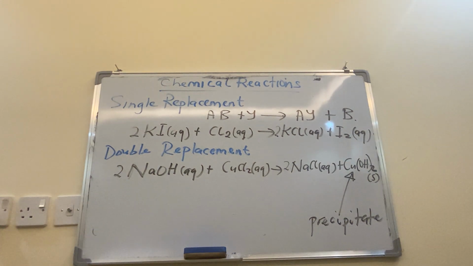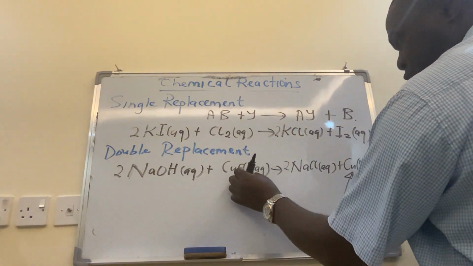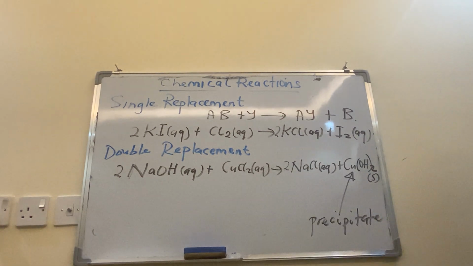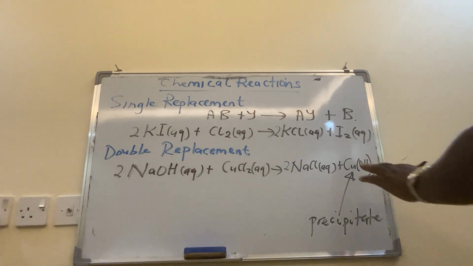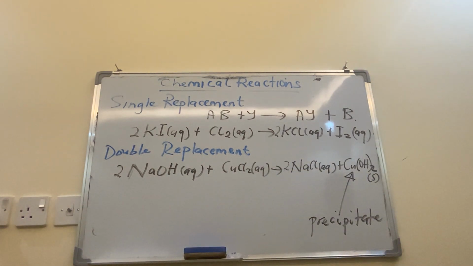Now, if you check throughout the equation to see whether your atoms are balanced: 2 sodium atoms, 2 sodium atoms, 2 chlorine atoms, 2 chlorine atoms, and our copper is also balanced, our hydroxyl also balanced. So we are sorted. Right, so we have looked at 4 types of chemical reactions today. We have dealt with synthesis, combustion, single replacement, and double replacement. This is how we classify our chemical reactions.